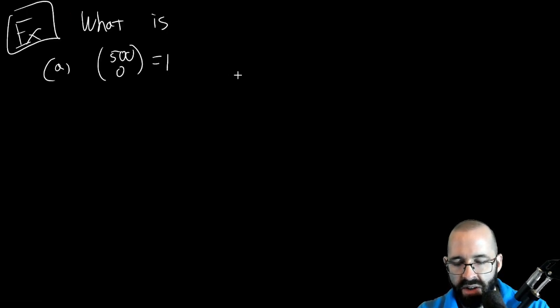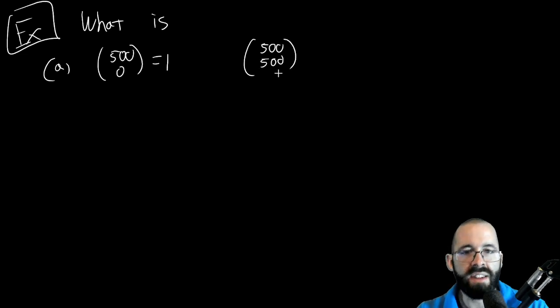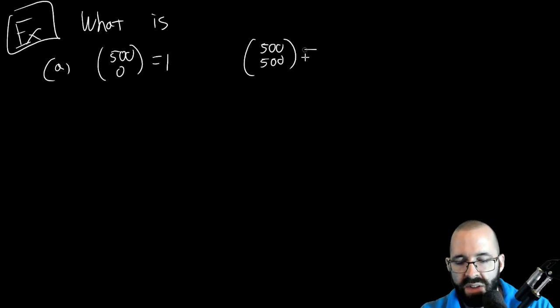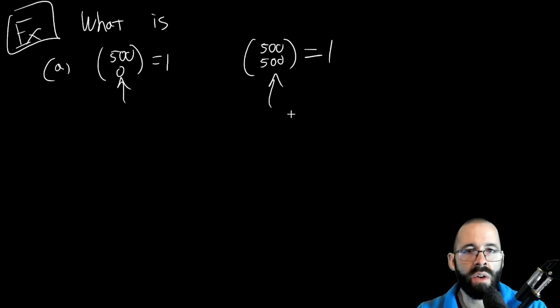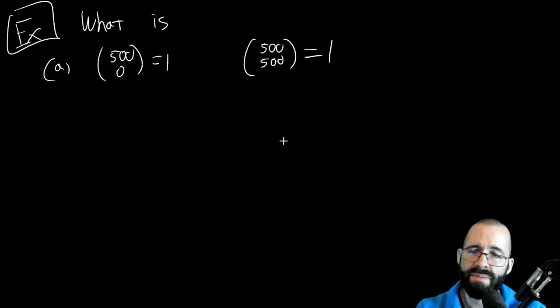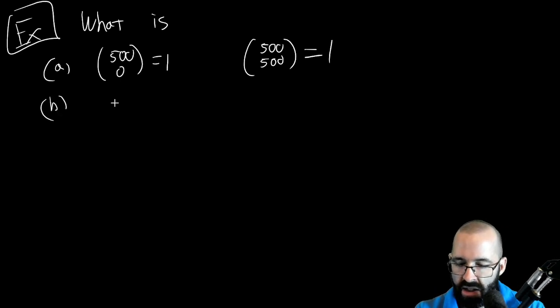All right, and furthermore, if I asked you what is 500 choose 500, we said that's symmetry. I know this is symmetric. Whether choosing 0 and leaving 500 or choosing 500 and leaving 0, it's the same as long as the order doesn't matter. So whether I grab 0 and leave 500 or whether I grab 500 and leave none, there's only one way to do that, assuming order doesn't matter. So we have that symmetry here.